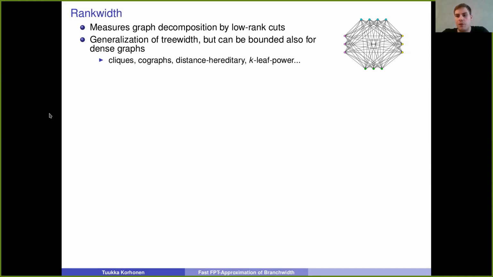Examples of graph classes that can be dense but have bounded rank width are cliques, cographs, distance-hereditary graphs, and k-leaf powers. In this picture, it is a cograph, so it has rank width 1.